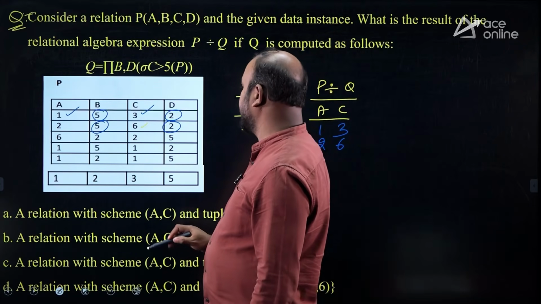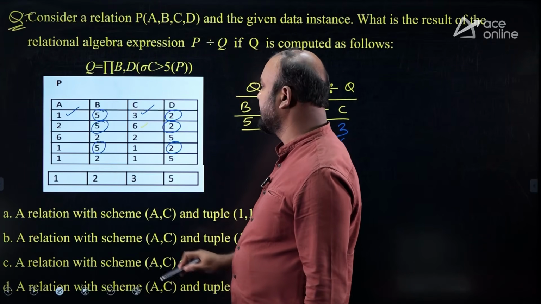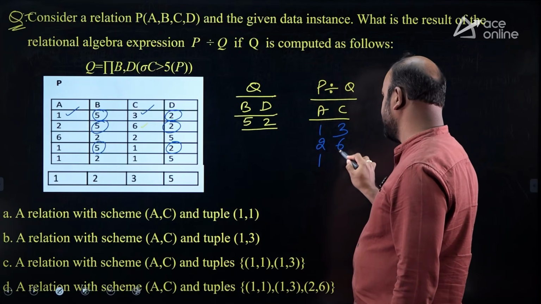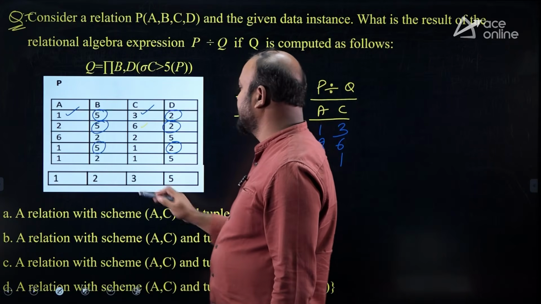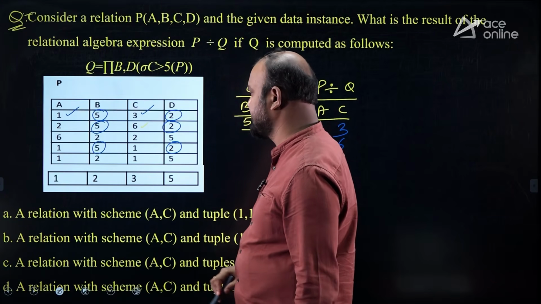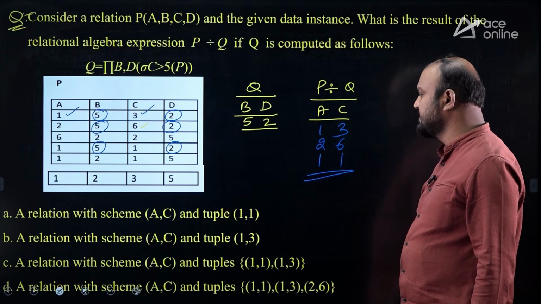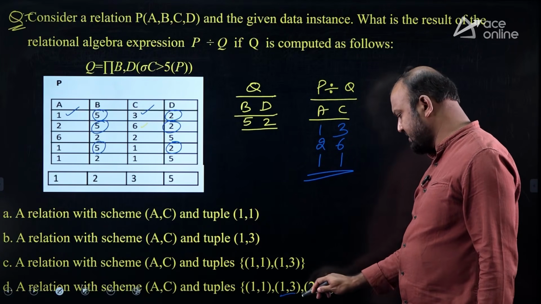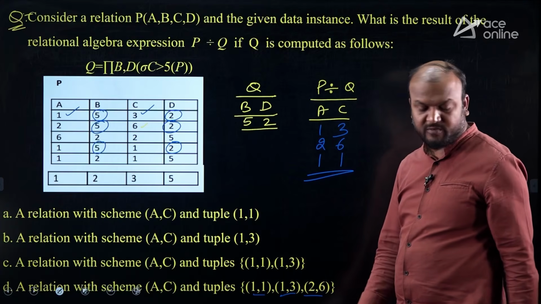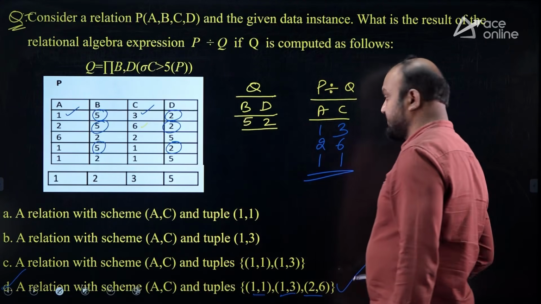And 5, 2 here, and AC 1, 1 is also matching. It is 2, 5, but 5, 2 is expected, it is 2, 5, so not a match. So what is the output? 1 3, 2 6, 1 1. That is there with option D. So D is the correct answer for the question.